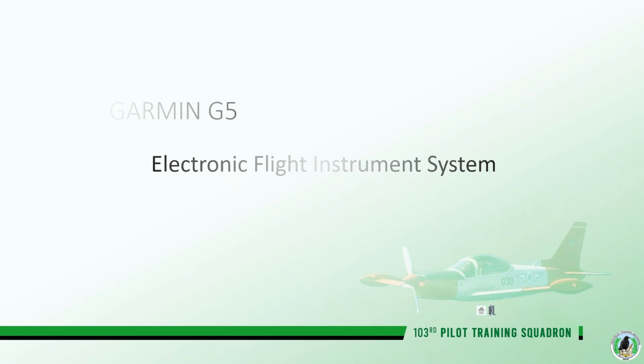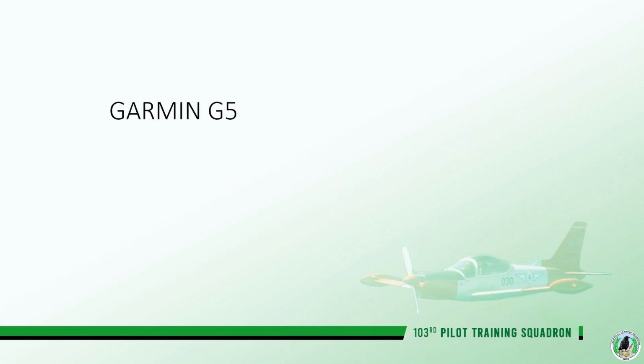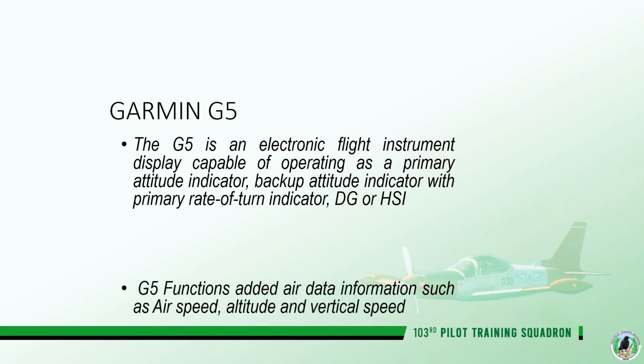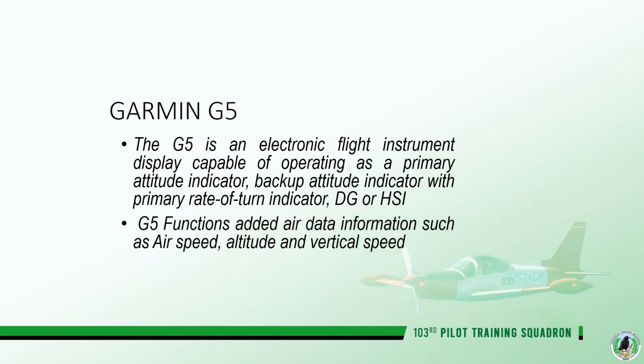Garmin G5. The Garmin G5 is an electronic flight instrument display that is highly versatile. It can function as a primary or backup attitude indicator, as well as a DG directional gyro or HSI horizontal situation indicator. It can also display air data such as airspeed, altitude, and vertical speed.